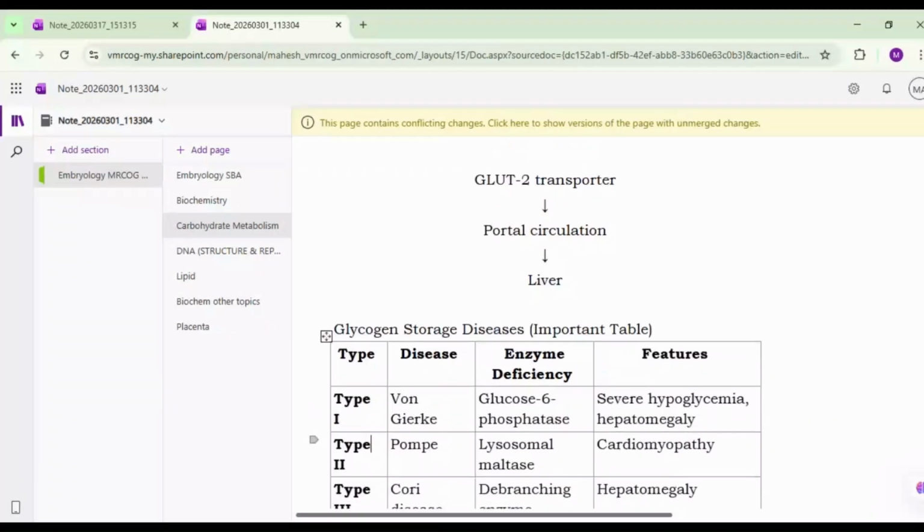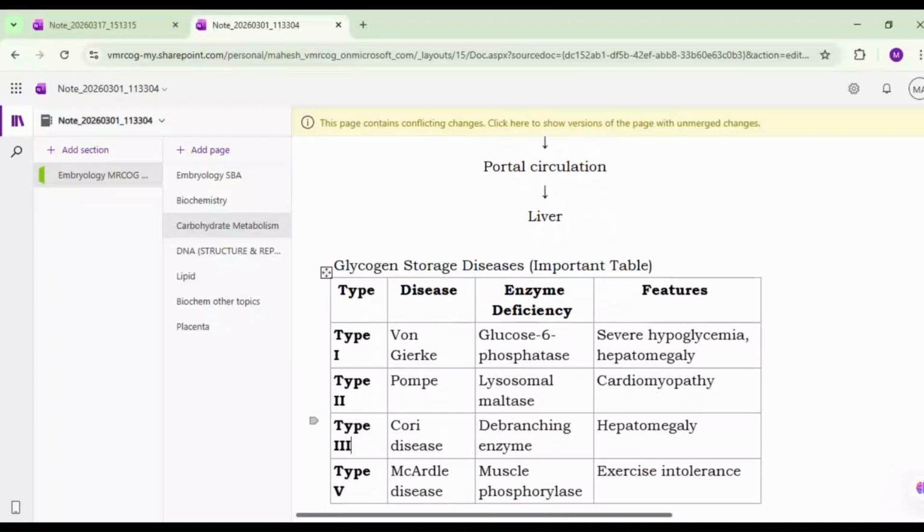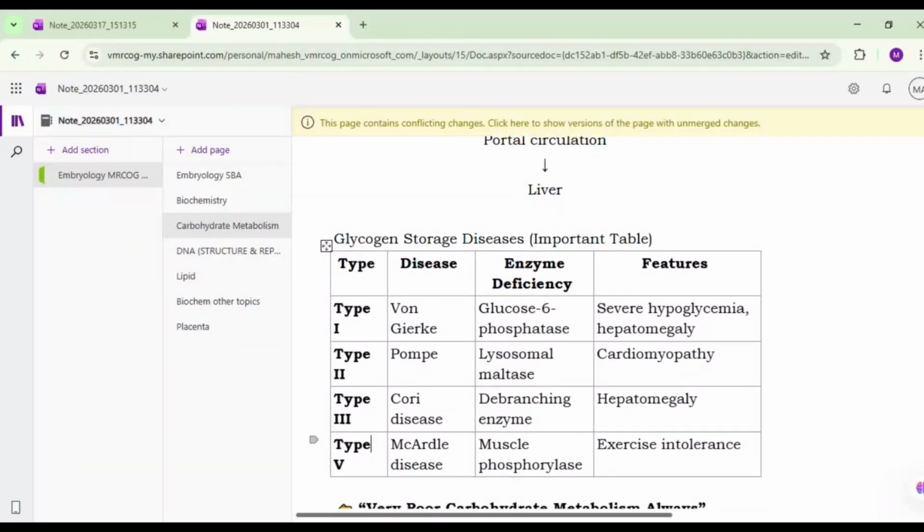There are various glycogen storage diseases. Actually, they are numbered from 1 to 8, 9, 10. But I am just going to discuss, from the examination point of view, those which are more frequently asked. You remember this: 1, 2, 3, 5. Type 4 is not very common, that is why I have not included it here.